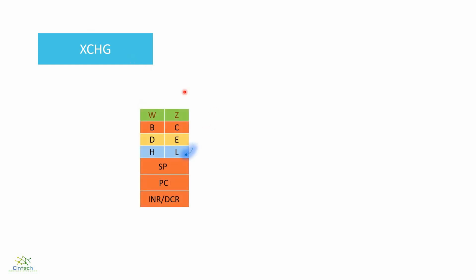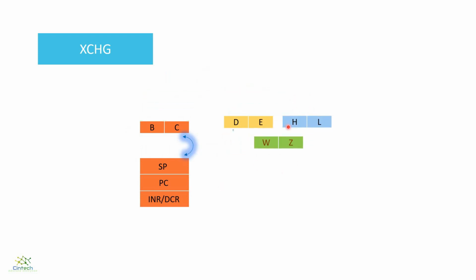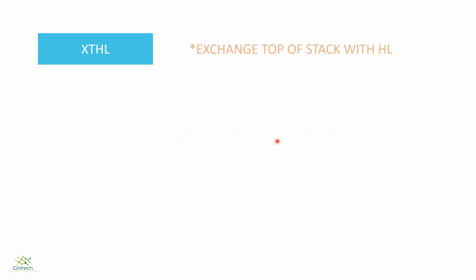Next instruction is XCHG. This is the exchange instruction, and as you have seen in the architecture video, you already know that this instruction simply exchanges the content of D register pair and H register pair. So let's see the process once more. So this is what happens. I've already explained this. So let's move on to the next instruction.